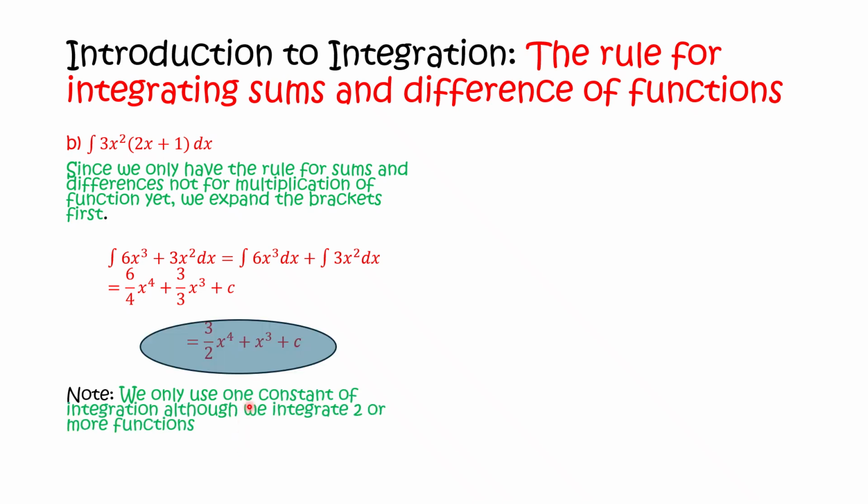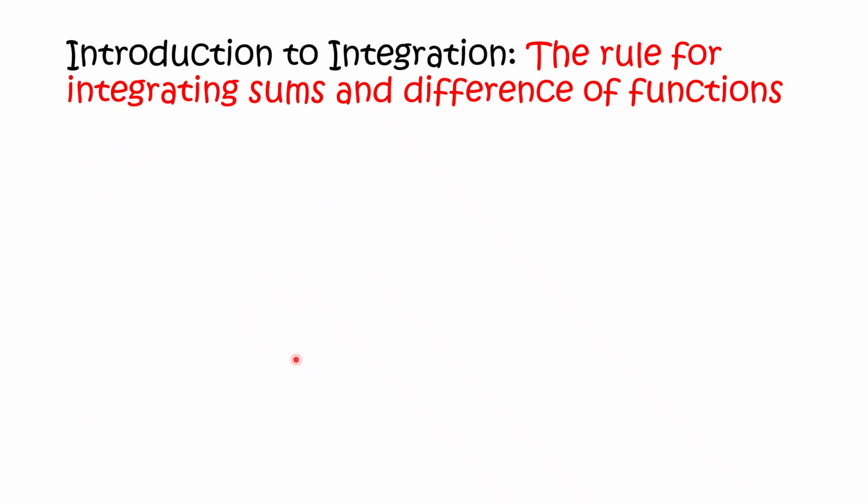So now, we still use the same constant of integration, because remember, no matter how many terms we integrate separately, the constant of integration remains the same. It's just one. We don't have 3 of them or 2 of them. It's just one, right? We've covered B, so we're moving on to the C.